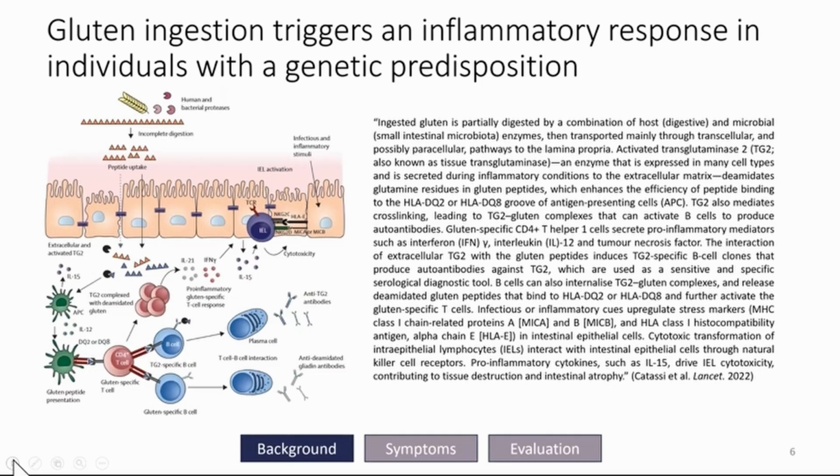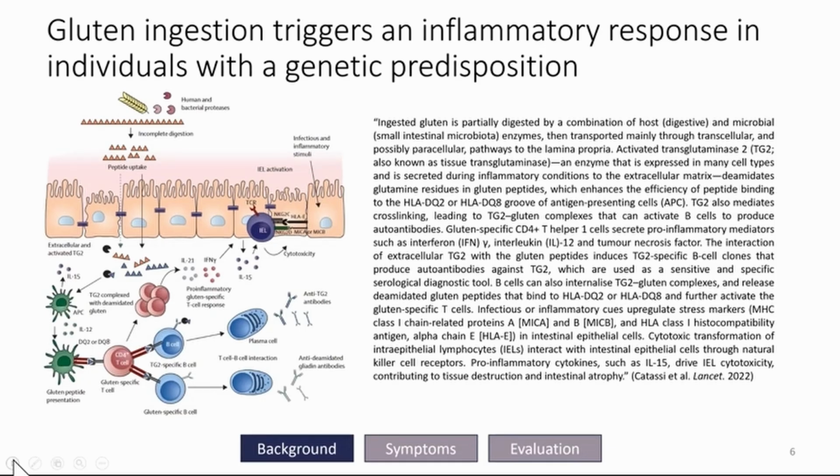But essentially, as it breaks down the gluten, it forms a complex with it and also increases the affinity of the deaminated gluten to these DQ2 or DQ8 grooves on antigen presenting cells. So part of the immune system has these receptors that can bind this product as it's processed by the enzymes. And this is where the genetic predisposition comes in. Not all individuals have these DQ2 or DQ8 grooves. This is something that's inherited through genetics and is largely needed for the development of celiac disease. So that's where the genetic predisposition comes from.